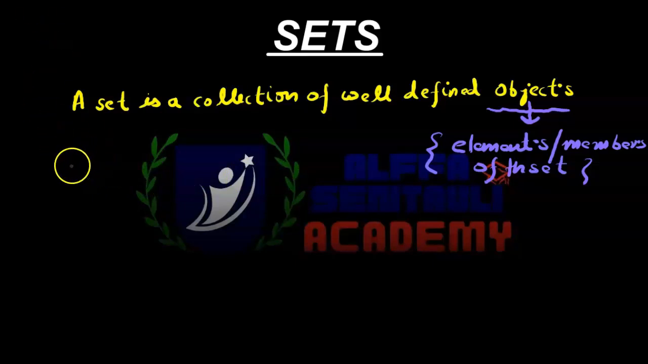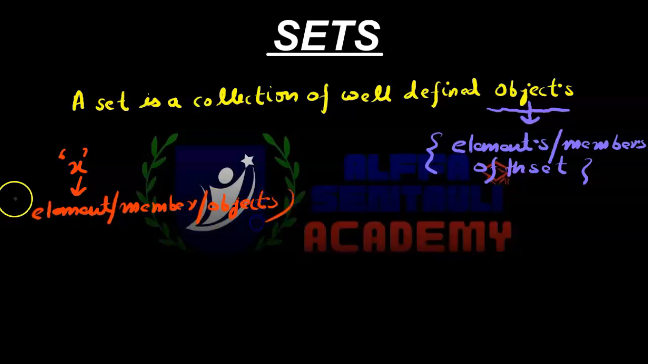Let us take x. This is our x, and let us take a set. What is x? X is an element. You can call it an element, a member, or an object. Elements, members and objects are the same thing.